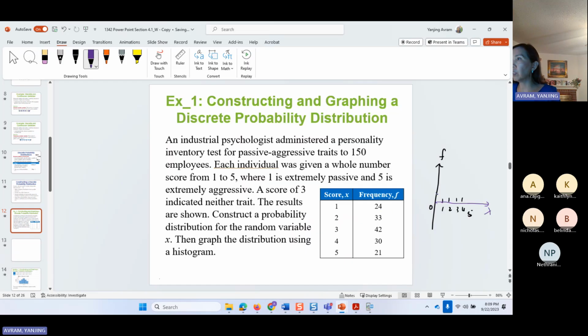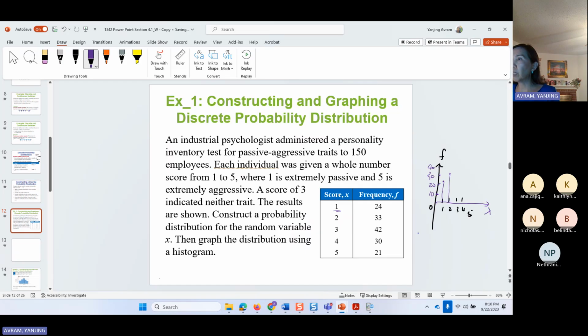Okay, so if I have this as 10, and then this is 20, and then this is 30 in here, for example, right? So when my score equals 1, my frequency is 24, so that would be somewhere right here. All right, so that's my frequency, okay? And then when I have a 2, this will be 33, all right? So this is 40, so 33 will be somewhere around right here, right?